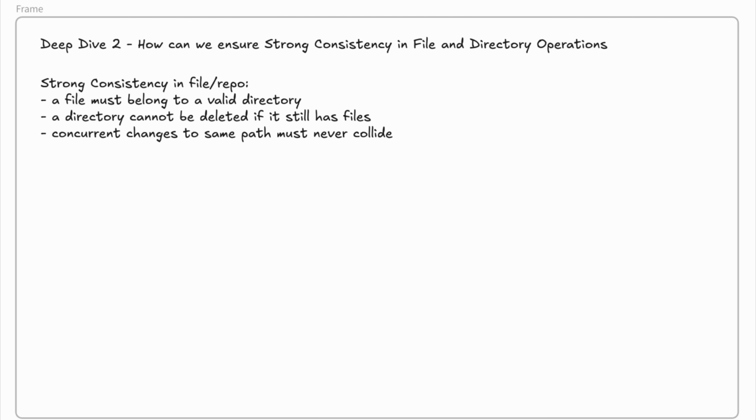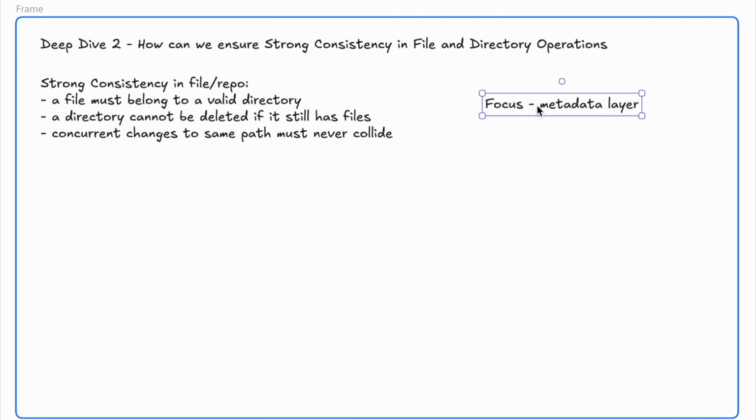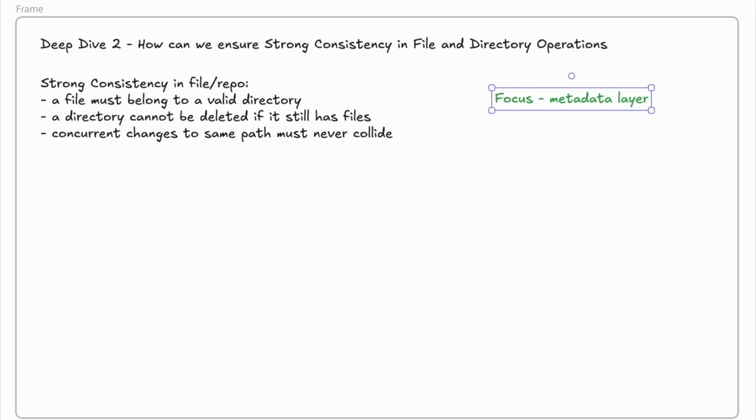A file must belong to a valid directory. A directory can't be deleted if it still has files in it. And concurrent changes to the same path must never collide or corrupt the system. So, where do we apply consistency guarantees? We focus on the metadata layer, particularly the operations that touch namespace integrity: creating files, creating directories, and deleting either.